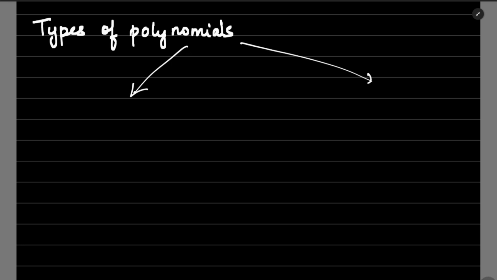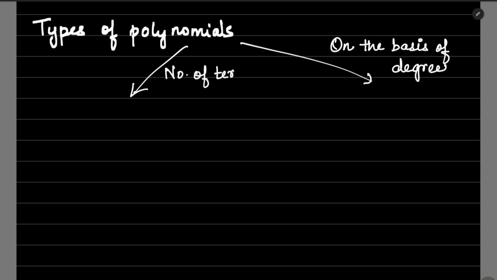So let's begin. The very first part is the types of polynomials. Now, there are different types of polynomials, but the major division is broadly classified into two types. One is on the basis of degree of the polynomial. You have three types. And the other is on the basis of the number of terms that the polynomial contains.